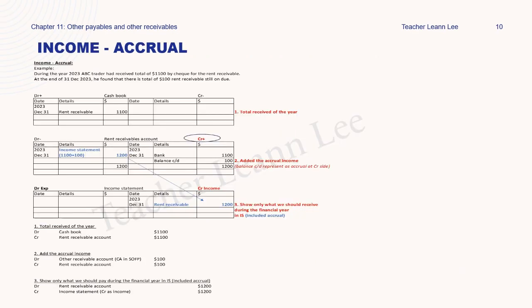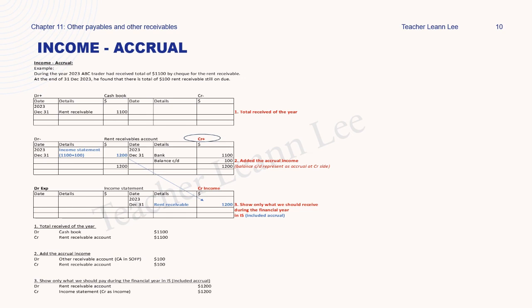Okay, for income accrual with the accounting transfer and transaction, I'm showing here an example. During the year 2023, ABC Trader received a total of 1,100. I'm using the same example, but I change it to rent receivable. At the end of the day, they found that 100 receivable is still due. Due means they still owe.